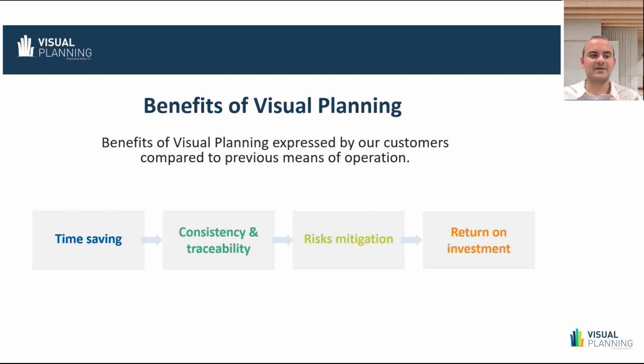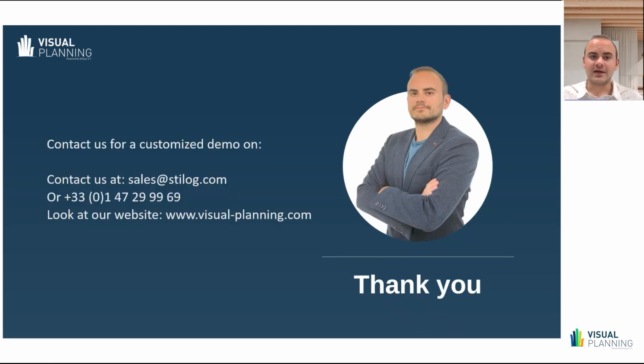Also, based on the rights and permissions, we will mitigate the risk of using Visual Planning because a user cannot do an action that they are not allowed to do. You also get consistency and traceability because in our tool, every change that is done by someone is tracked. So based on these three elements, you will get a good return on investment because we all know that time is money, and when you save time, you save money. You can put more people working on different tasks, so you will really improve your manufacturing process.